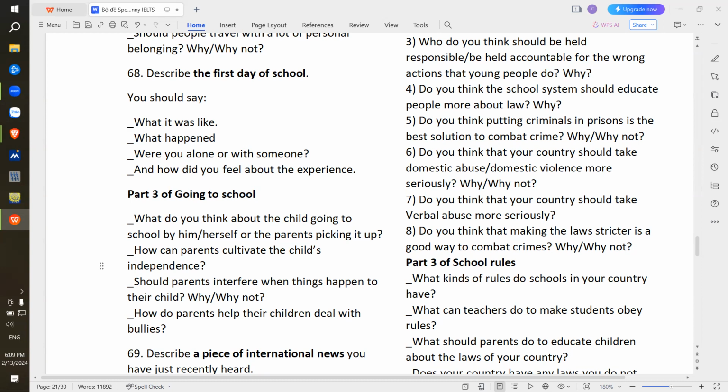They can do more harm than good. Okay, so next question. Should parents interfere?